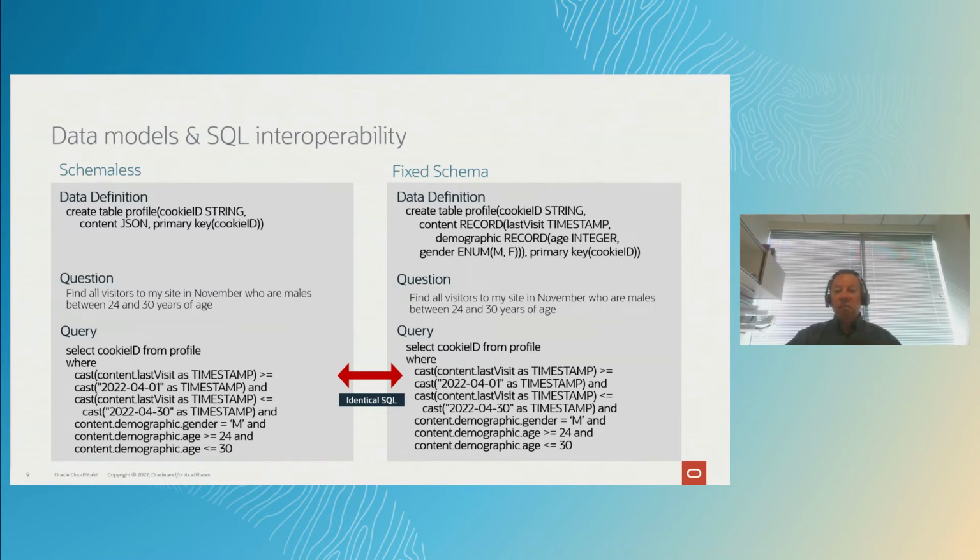So if we ask the same question in both of these scenarios, find all visitors to my site in November who are males between 24 and 30 years of age, then what you'll see at the bottom of the screen is you will see the exact same SQL statement. The SQL statement is identical. Since we use dot notation to traverse the path, it's very straightforward to use in either of these schema environments.